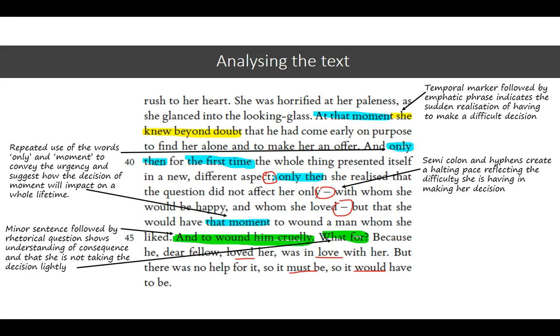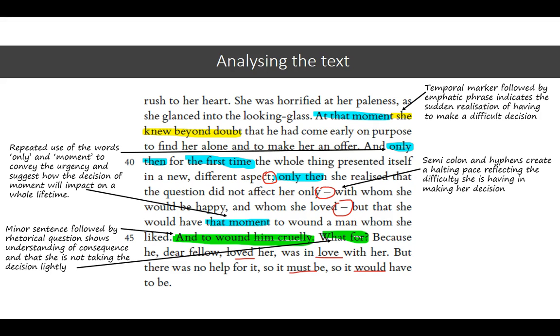We then get this minor sentence, 'and to wound him cruelly', that is immediately followed by 'what for?' The rhetorical question. There's a real sense of pleading in there, and now we're into her stream of consciousness. This is Kitty.